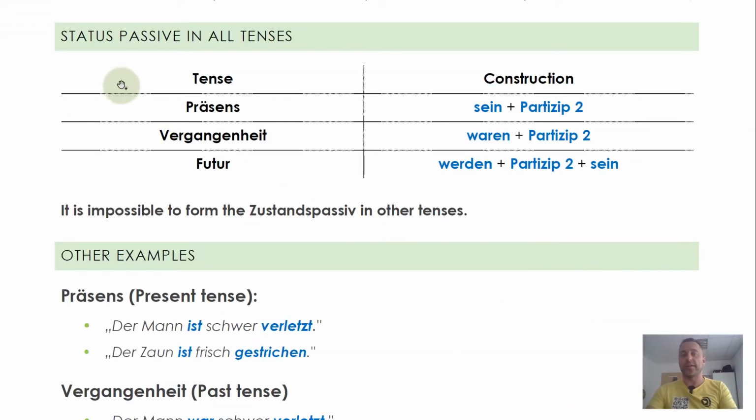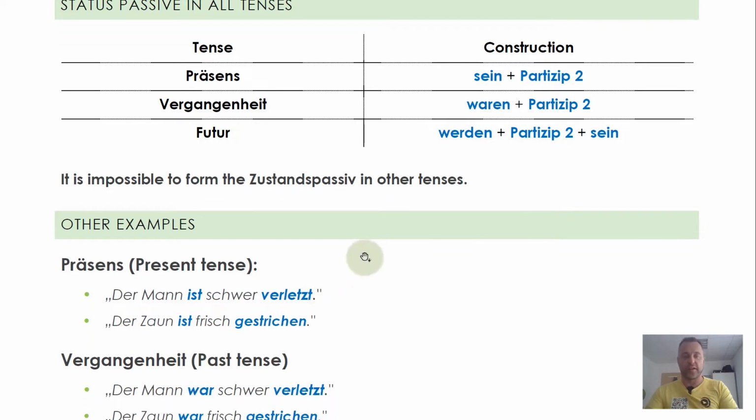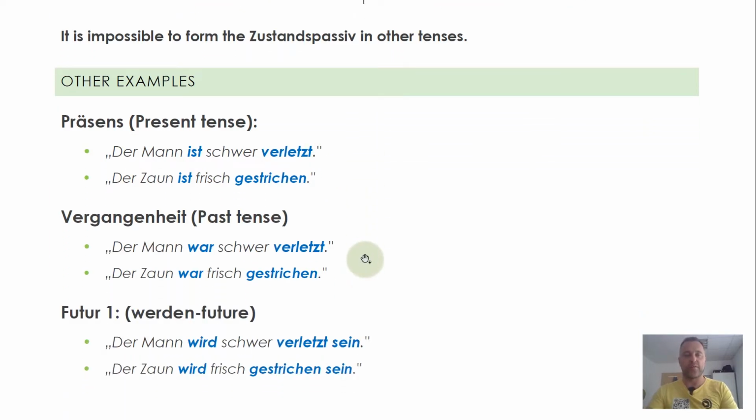So how do we create the status passive in all the different tenses? In the present tense, it's simply sein plus Partizip 2. In the past tense, it's war plus Partizip 2. So there is no difference here between Perfekt or Plusquamperfekt and Präteritum. It's just this version and nothing else. And in the future tense, it's werden plus Partizip 2 plus sein. That's it. No Futur 1, no Futur 2, just future. So let's have a look at a few examples to make it more obvious for you.